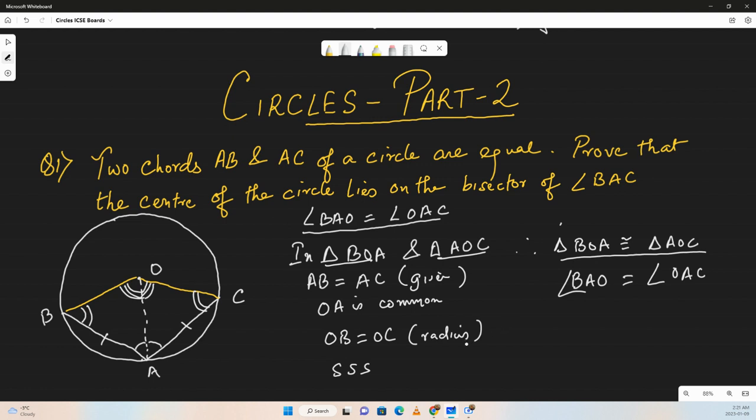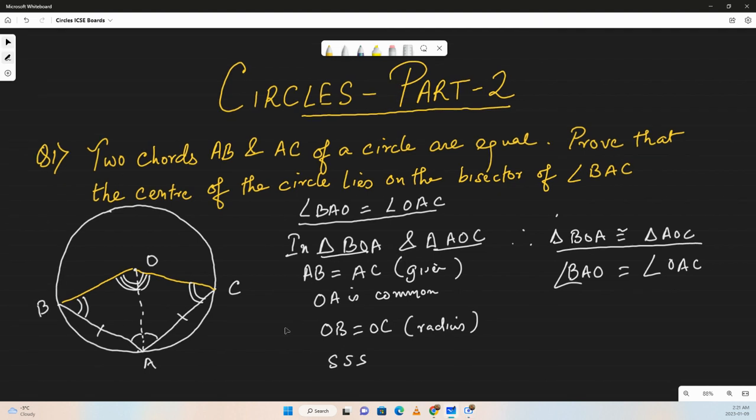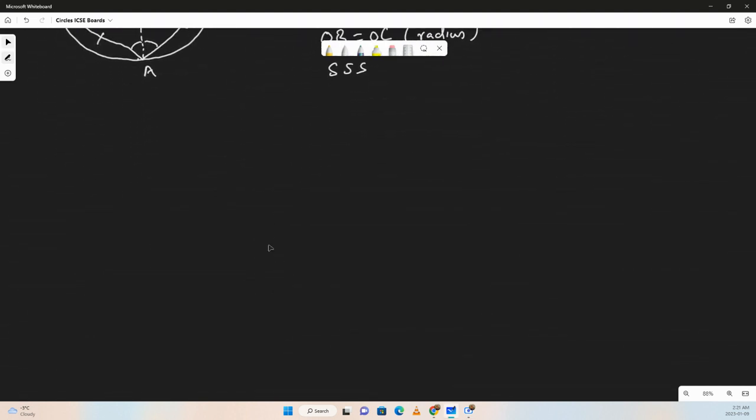So now let's move on to the other theorems that we have for the circles. So let's go on to it. Okay, so let's write down the first theorem. So theorem one.